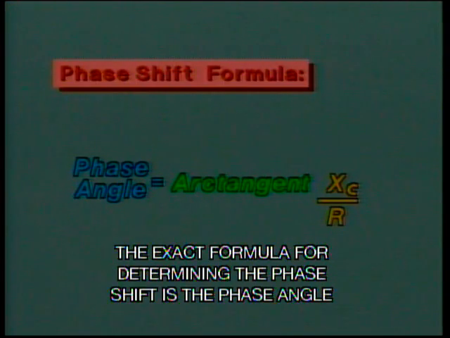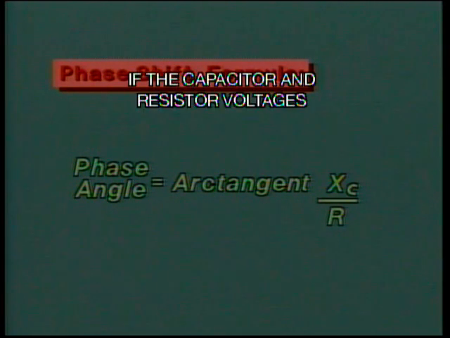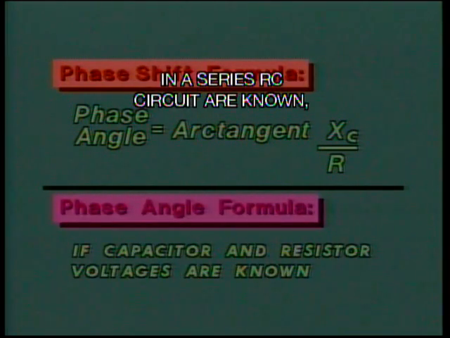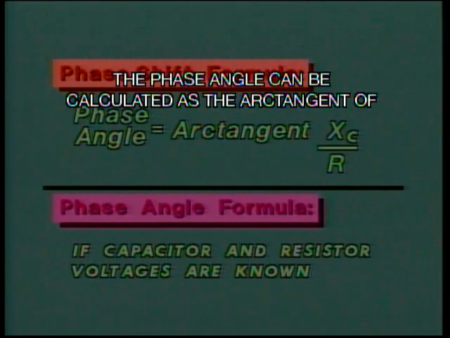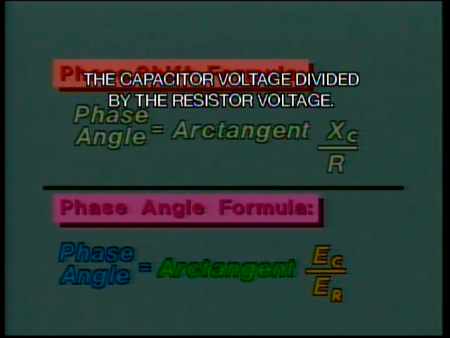The exact formula for determining the phase shift is: the phase angle equals the arctangent of the capacitive reactance divided by the resistance. If the capacitor and resistor voltages in a series RC circuit are known, the phase angle can be calculated as the arctangent of the capacitor voltage divided by the resistor voltage.